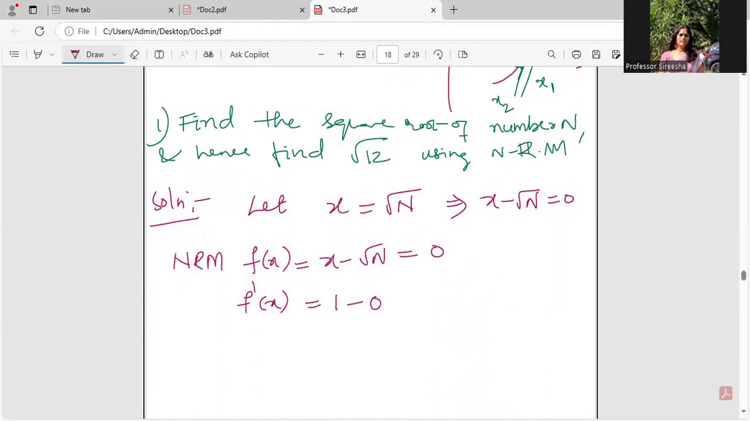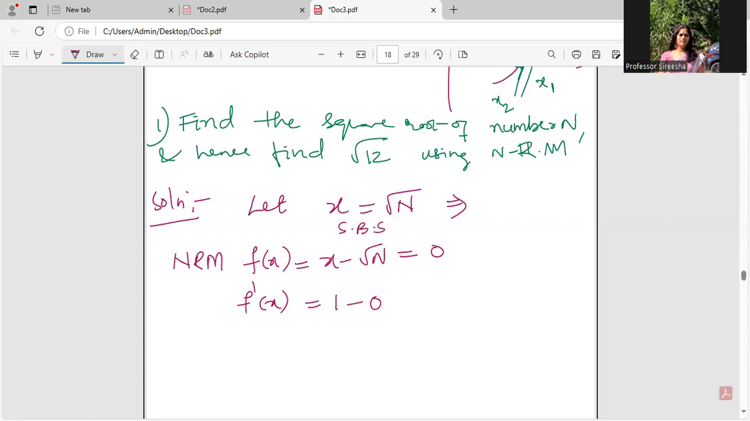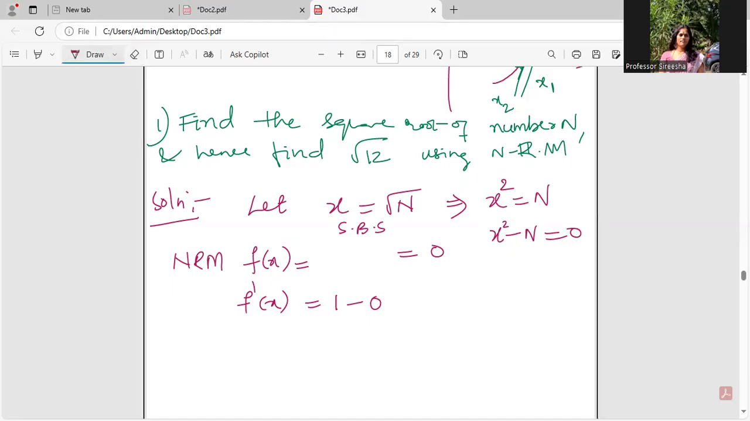So what I'll do here, instead of taking x minus root n, I will square on both sides. If it is the nth root, I'll be taking power 1 by n. So x square is equal to n, or x square minus n is equal to 0. Now, this is my f of x. Let's see whether it's working out, whether there's any contribution from the denominator or not. X square minus n is my f of x.